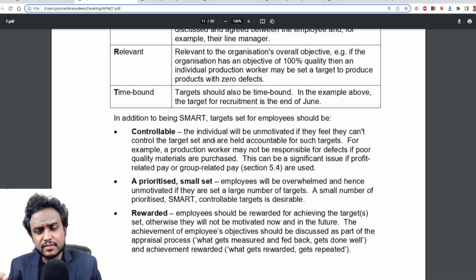Targets also should be small. There should be a few targets. If you bombard an employee with so many targets, it's definitely not going to work. A prioritized small set of targets should be assigned.